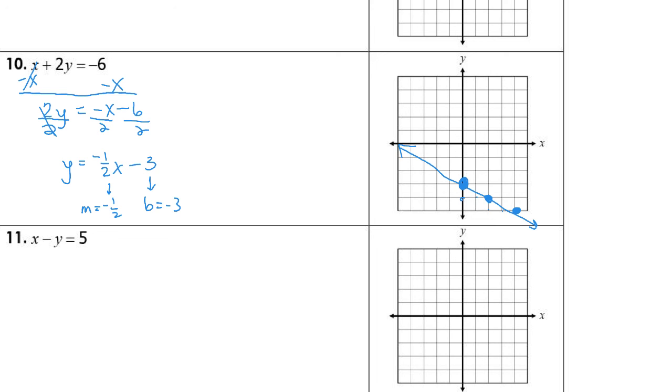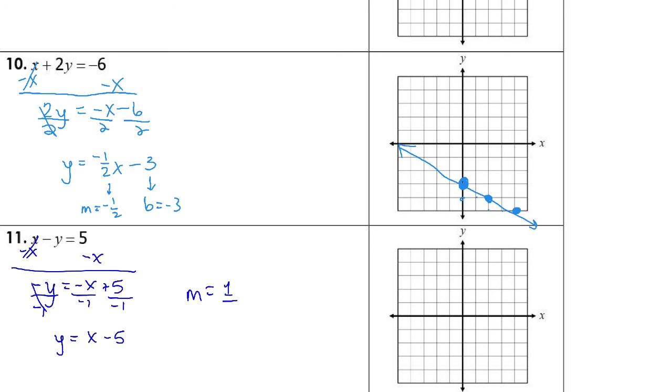Number 11. The standard form equation is x minus y equals 5. So I'm going to subtract x from both sides again. I have negative y equals negative x plus 5. So I'm going to divide everything by negative 1. And I get y equals x minus 5. So my slope is 1 over 1, and my y-intercept is negative 5.